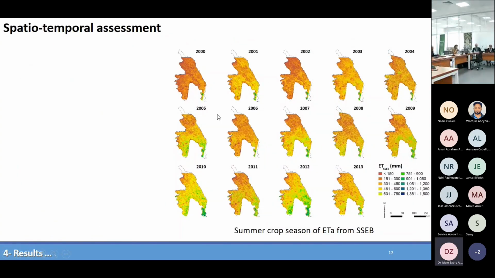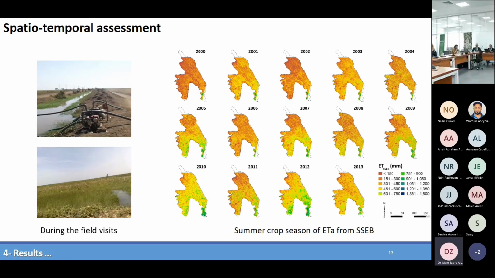Here, this is a spatiotemporal assessment of the Gezira scheme. As you can see, the distribution of the summer crop season in different years was enhanced, but what we observe is that the northern part of the scheme always has dry pixels. During the field visit, we discovered this. There are many problems with the irrigation channels within the scheme, and the farmers try to use irrigation pumps to deliver the water.